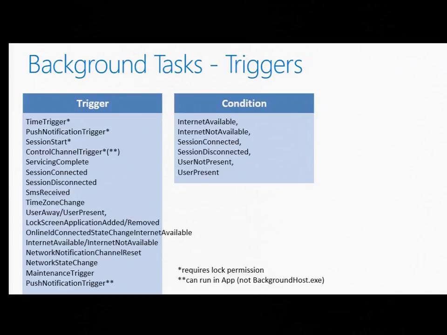The maintenance trigger is also one that's quite important. The maintenance trigger is something that can be run even though it's not a lock screen app, and it can be asked to run once every 15 minutes. That's the fastest you can run. Even lock screen apps can only run background tasks every 15 minutes. The maintenance trigger allows you to do that even for non-lock screen apps, but the maintenance trigger only works when you're plugged in.